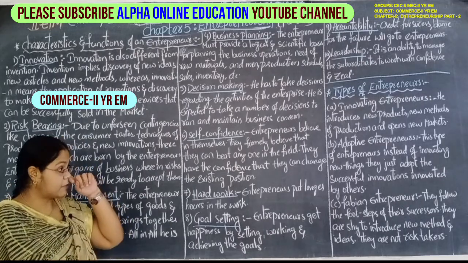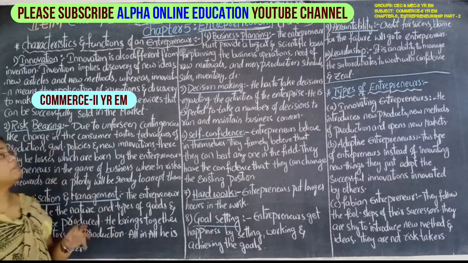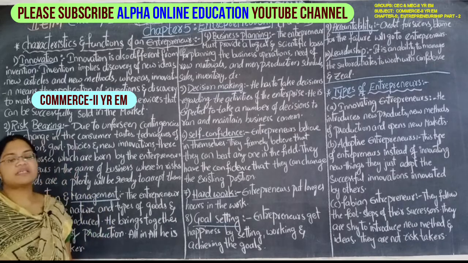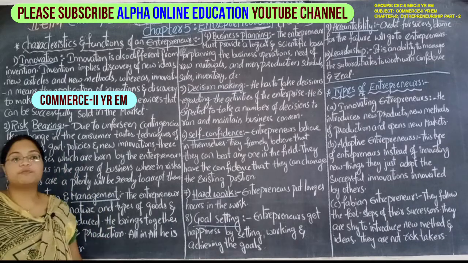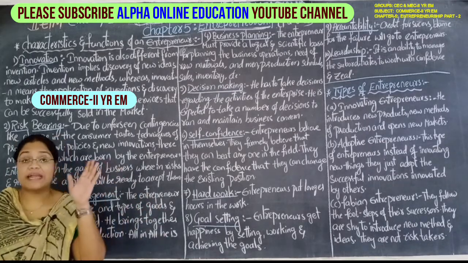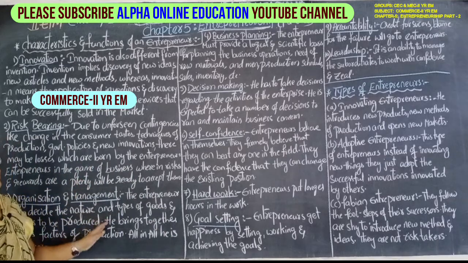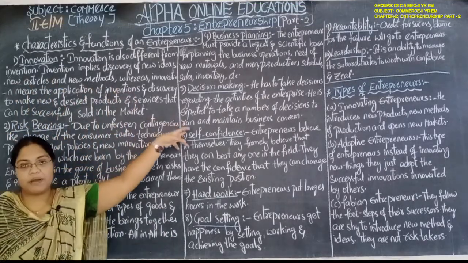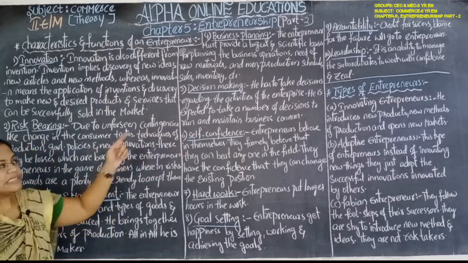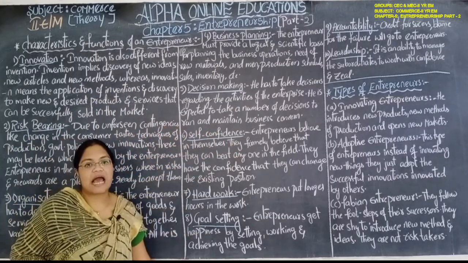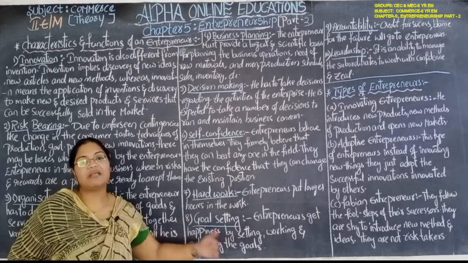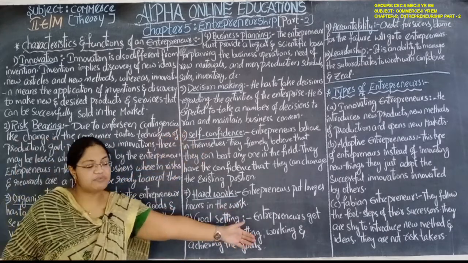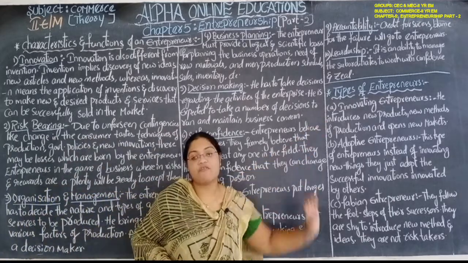Commerce theory part for the second year's English medium. The topic we are dealing with is entrepreneurship. In the first session we have seen the definitions of enterprise, entrepreneur and entrepreneurship. In this session we are going to study the characteristics and functions of an entrepreneur, and also some of the types of entrepreneurs. The remaining types we will discuss in detail in the next third session.